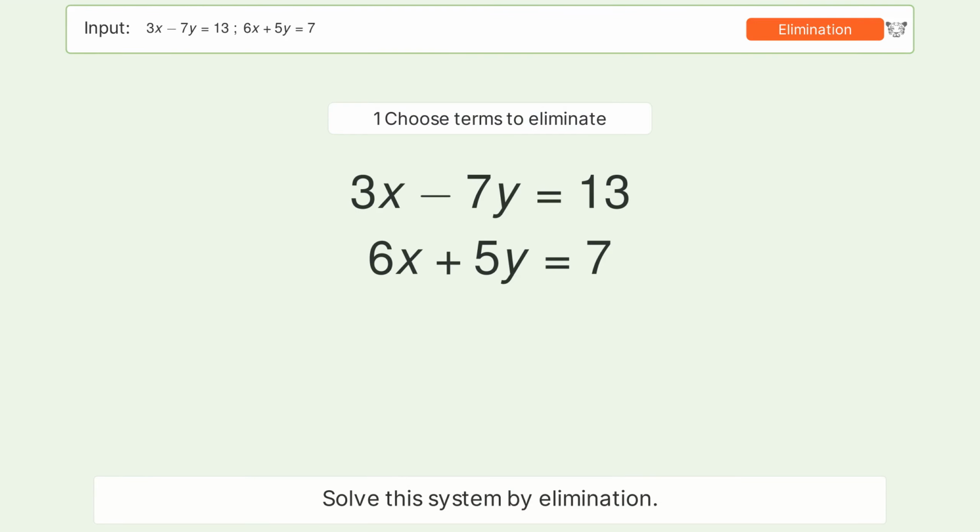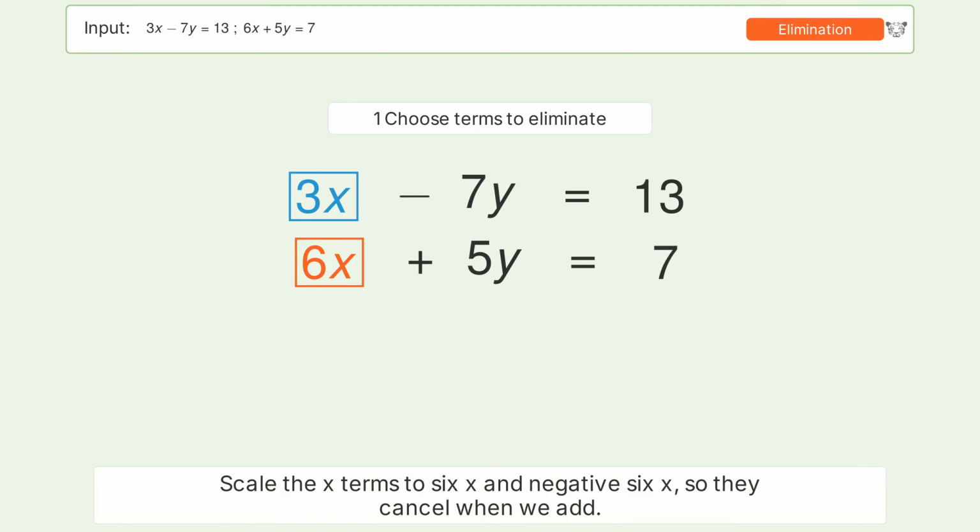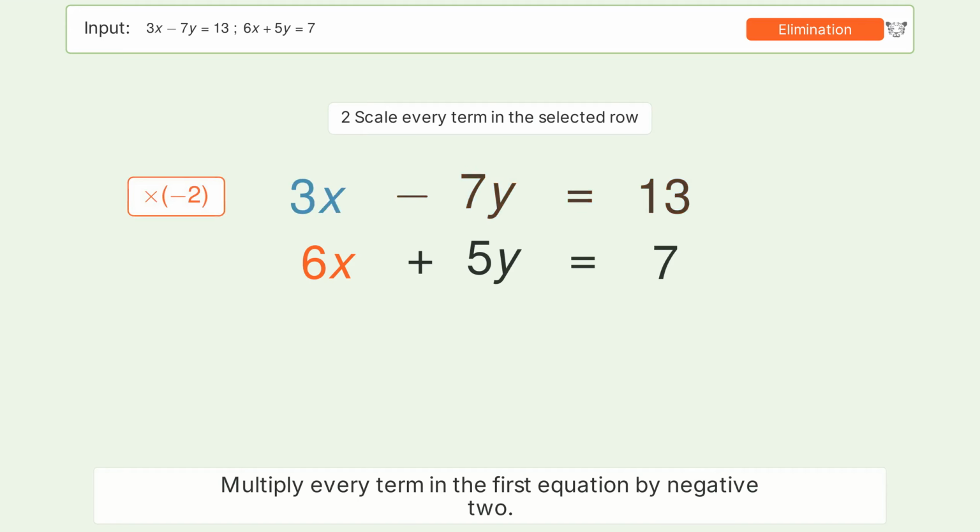Solve this system by elimination. Scale the x terms to 6x and negative 6x, so they cancel when we add. Multiply every term in the first equation by negative 2.